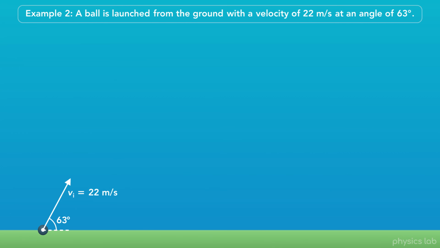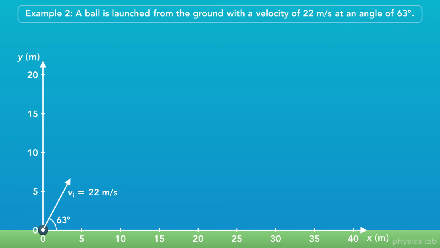A ball is launched from the ground with a velocity of 22 meters per second at an angle of 63 degrees. If the angle isn't described relative to the vertical or some other line, we'll assume it's 63 degrees above the horizontal, or above the ground. For this example, we'll place the origin right at the starting point of the ball, so the initial x and y positions are both 0.